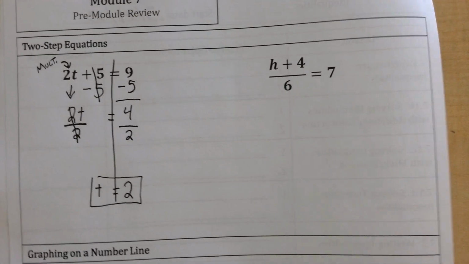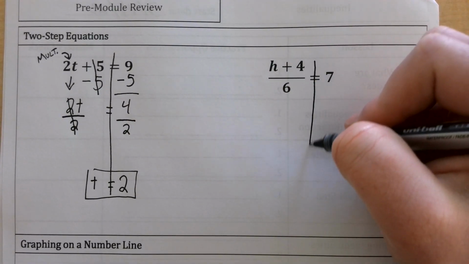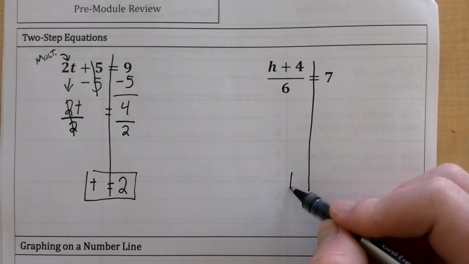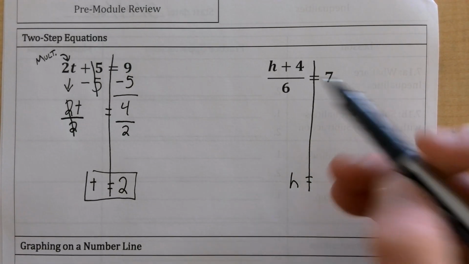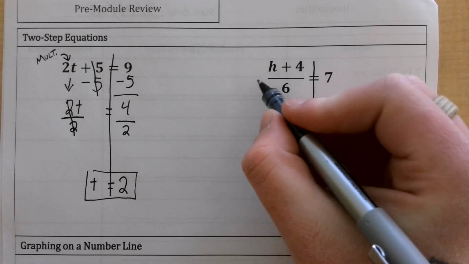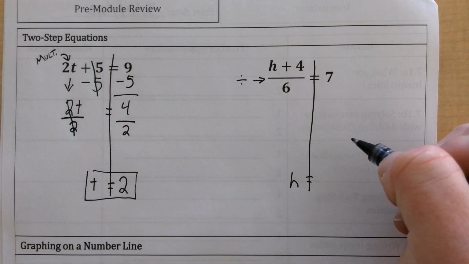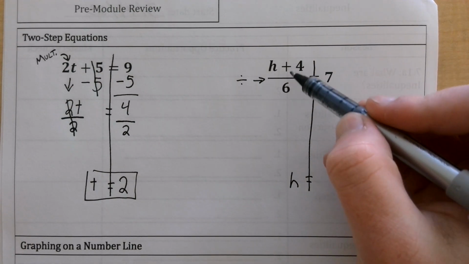All right, let's look at our other example. Separate our sides. This one looks a little bit more intense, but it's not. h plus 4 divided by 6. So remember, a fraction bar means division. Now we need to undo division and addition.